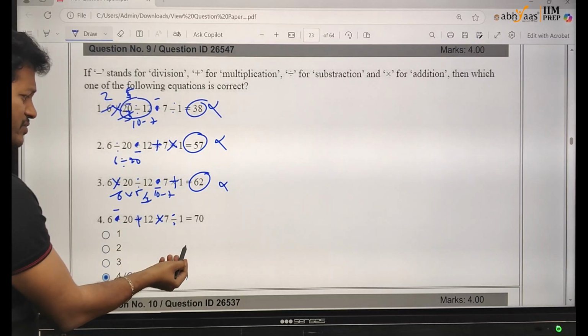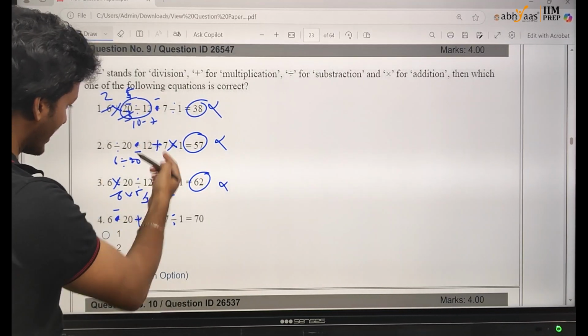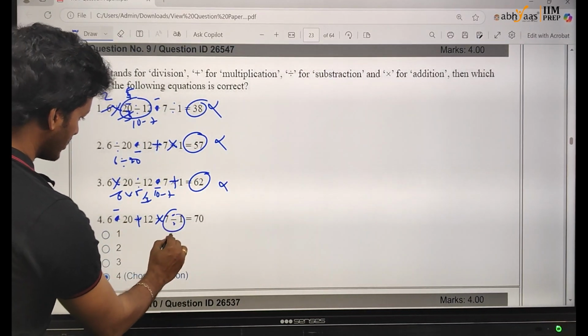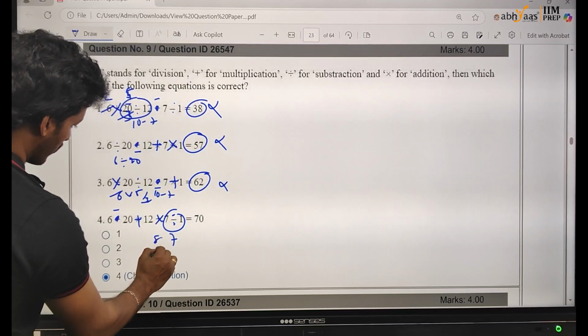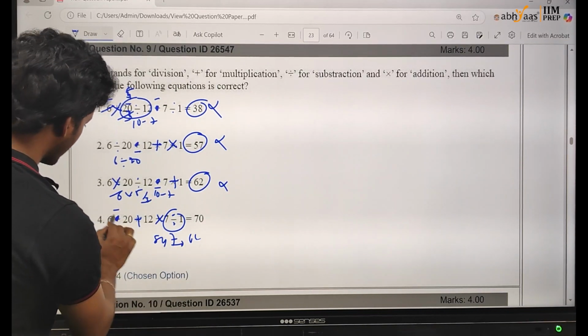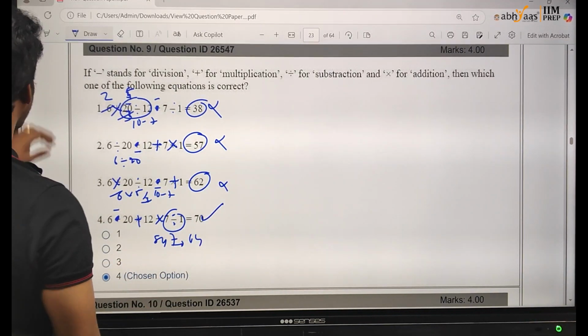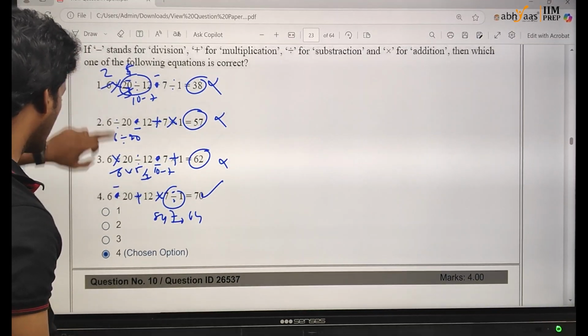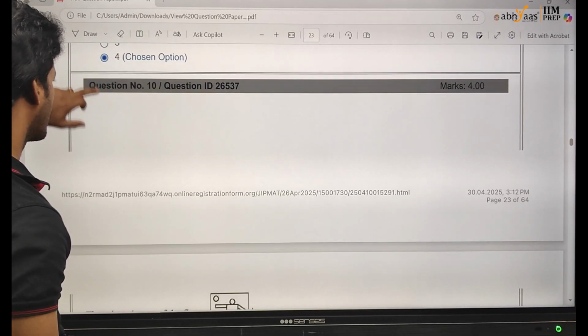Now come to this. It has to be the right answer, but check whether our calculation is right or wrong. 7 divided by 7. 7 into 12, it's 84. 84 minus 20, 64. 64 plus 6, it is 70. So the right answer is 70. Very easy thing, easy calculation. So I'm marking it as easy.